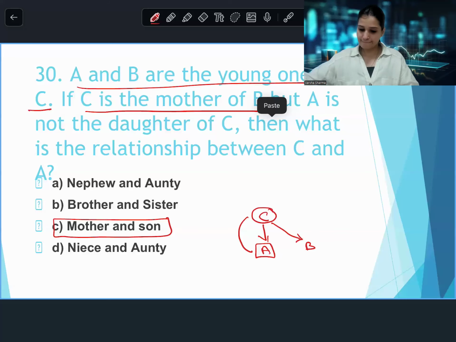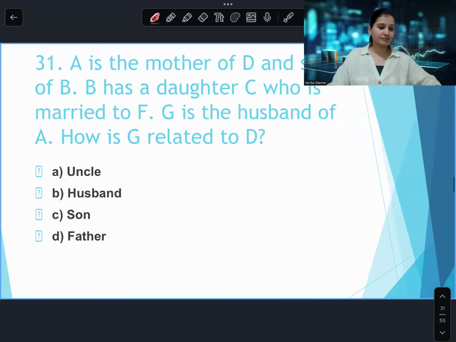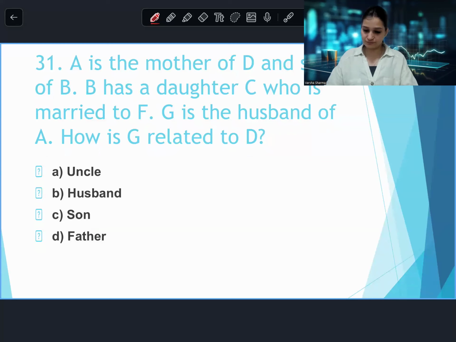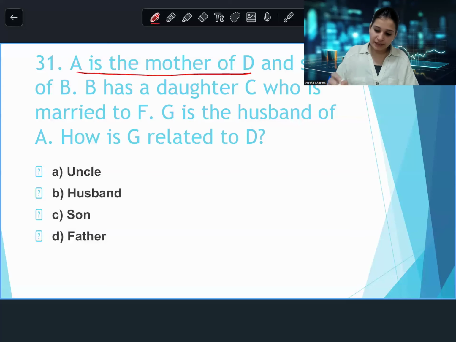31. Answer, please. Father. Everyone was able to do? A is the mother of B and sister of B. And means who? Which person? Who is the sister of B? A.